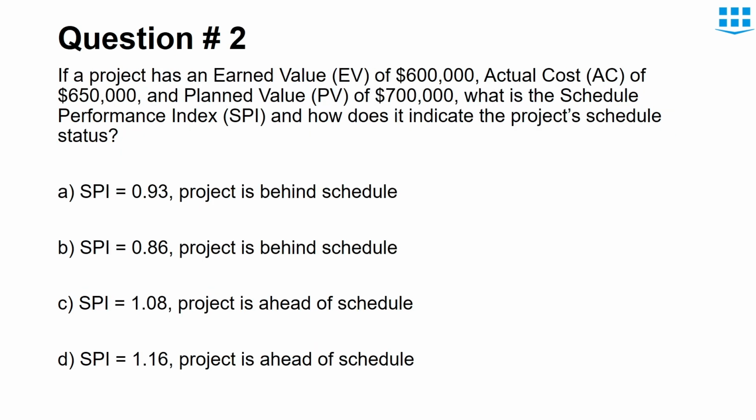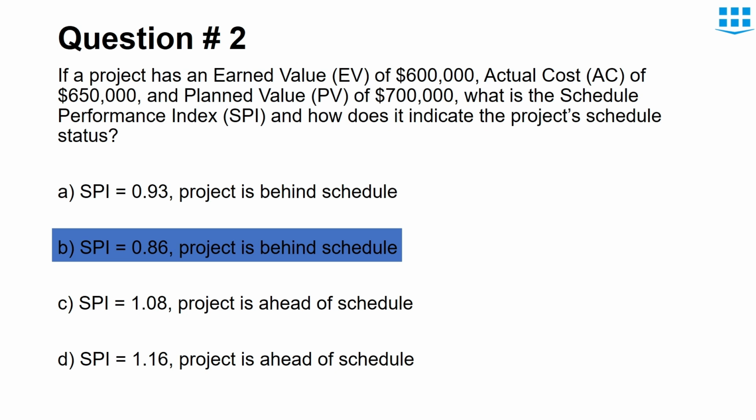Now the next question is about SPI, to determine whether the project is behind or ahead of schedule. You can use the SPI formula and find the value. So the right answer here is B. SPI equals 0.86. It shows that the project is behind schedule.